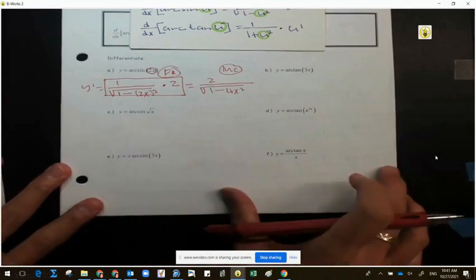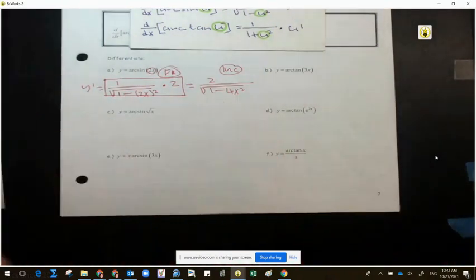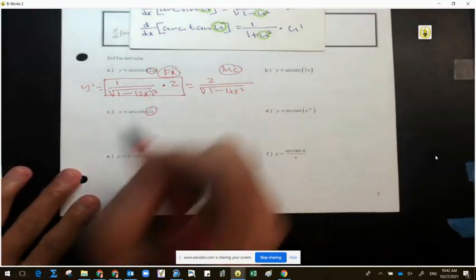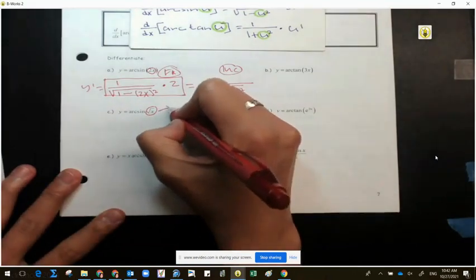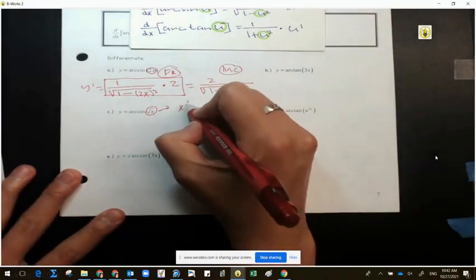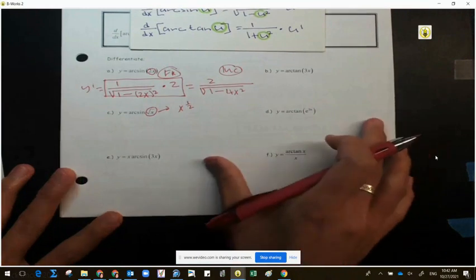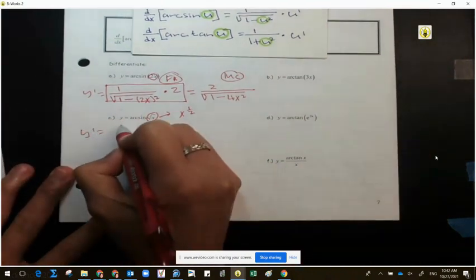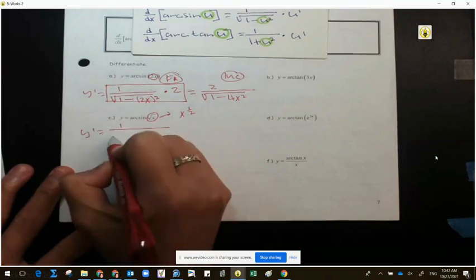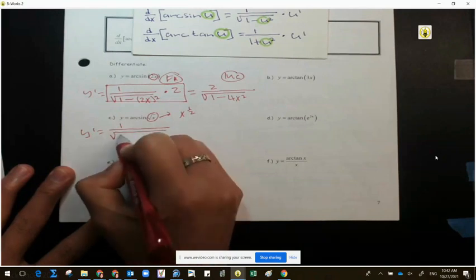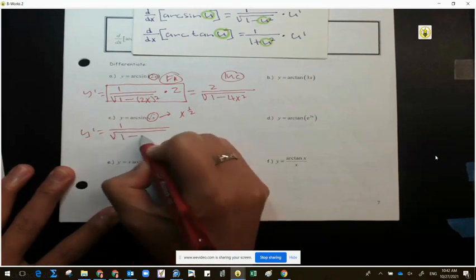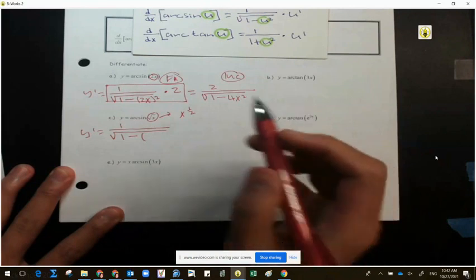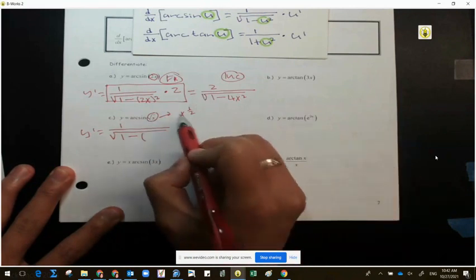Let's do part C. On part C, start by circling the u. And I want to also rewrite this as our power, x to the 1/2. So again, let's go ahead and mimic our formula. We have our y prime is equal to. We have 1 all over. What sign do I need after on the bottom? Square root. What goes in the inside? 1 minus.